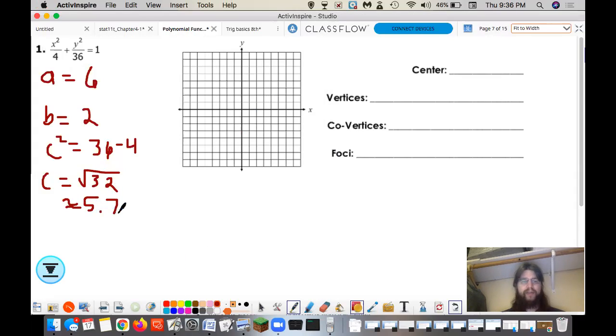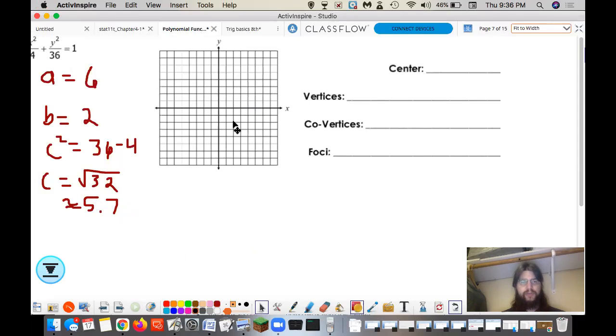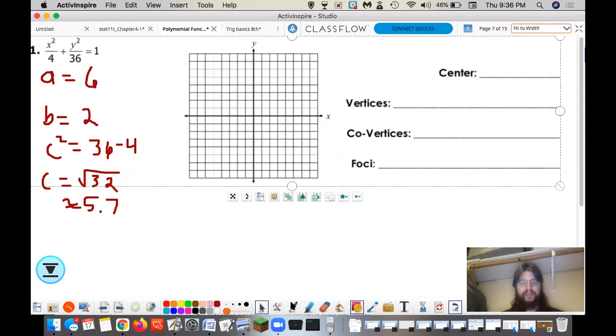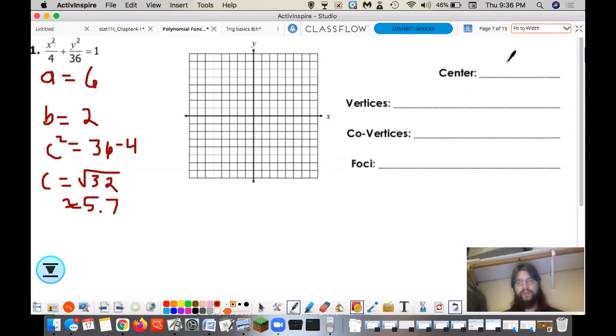We got to be able to plot that thing, so we need some sort of decimal, tens place. You don't need to go any further than that. Now that we have the info, we can actually start graphing this thing. So start with your center. H and K, they're both 0 here, so 0, 0. Plot it. You cannot do anything until you plot your center.